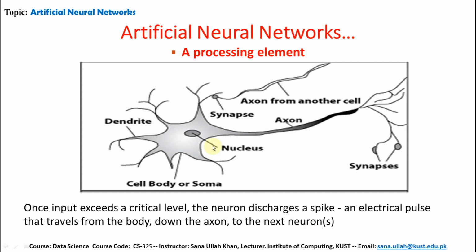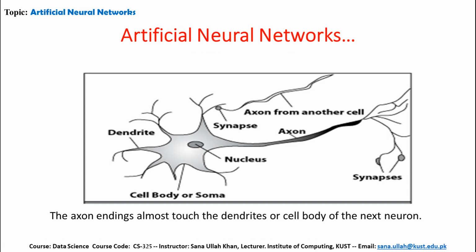So when a specific critical level is reached and exceeded, the neuron discharges a signal, a spike, which is forwarded through the axon to the other neurons. The axon ending almost touches the dendrites or cell body of the next neuron. So this is the axon which touches the body or dendrites of the next neuron.